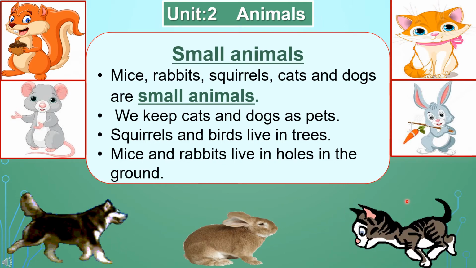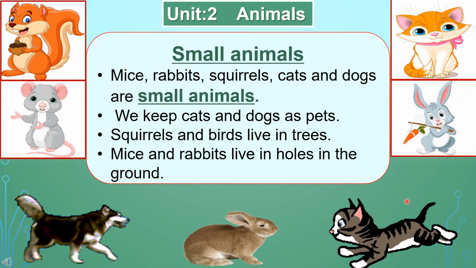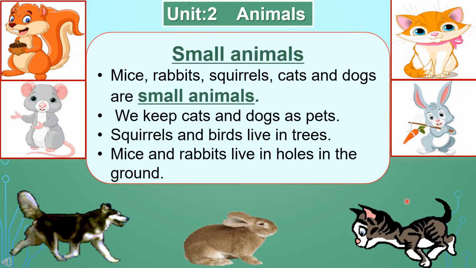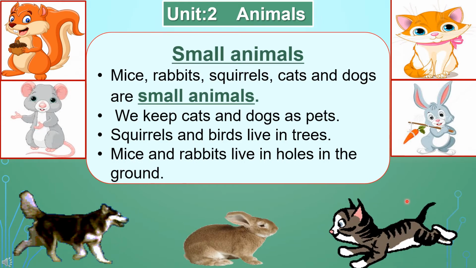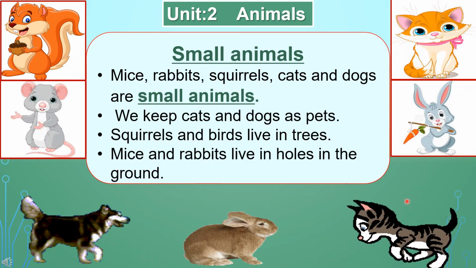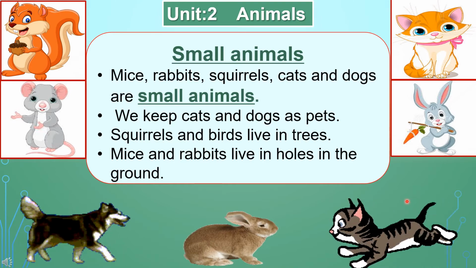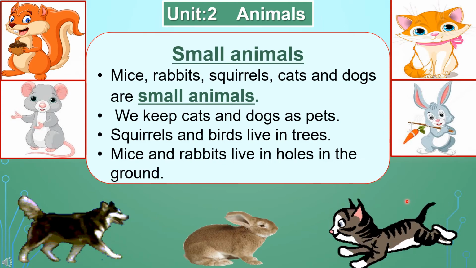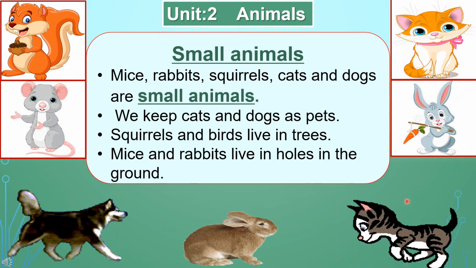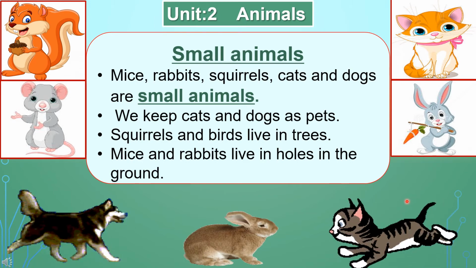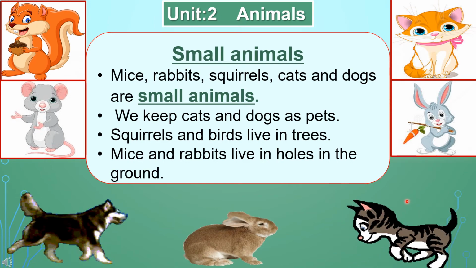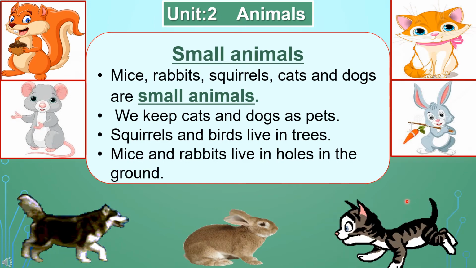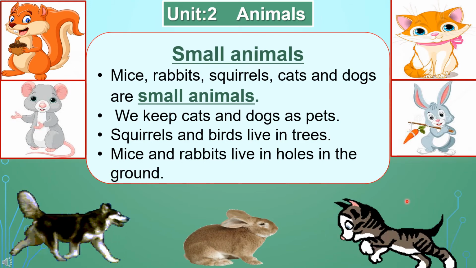Now they have written about mice and rabbits. Where do they live? They live in holes in the ground, or it can be in a wall. So mice and rabbits make holes and live in them, and that hole can be in the ground or in the wall. Okay, dear students.